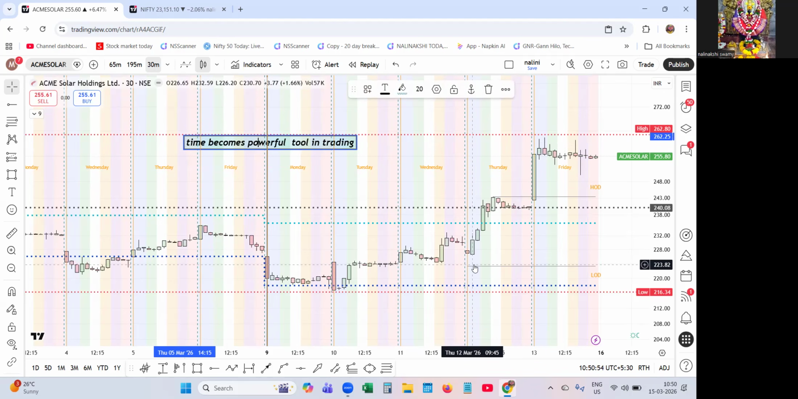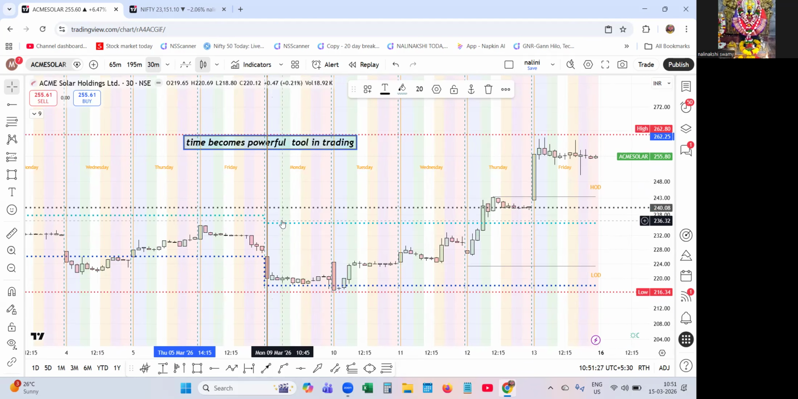So this is the template, friends. I have combined the weekly template with weekly separators. You can see across Wednesday, Thursday, Friday, Monday, Tuesday, Wednesday, Thursday. Monday and Tuesday set the beginning of the week, and Wednesday is the midday of the week. The range of Wednesday will decide for the next week, either to the upside or to the downside.